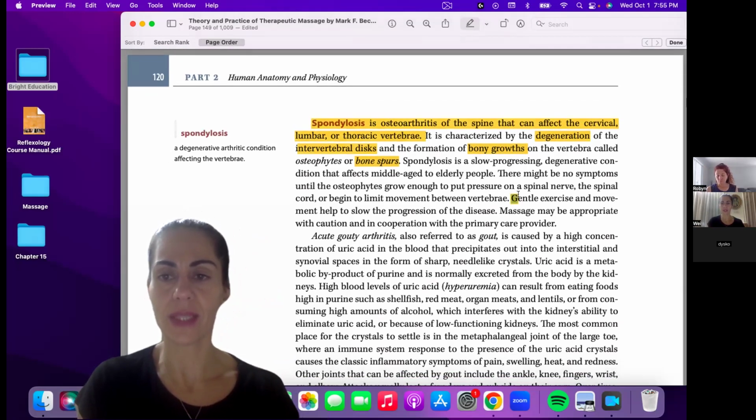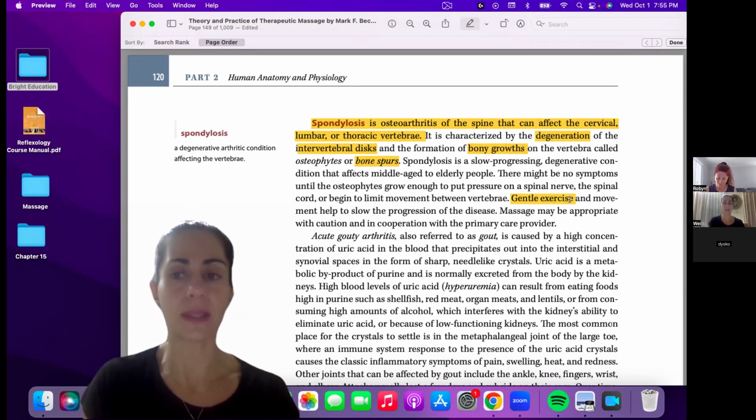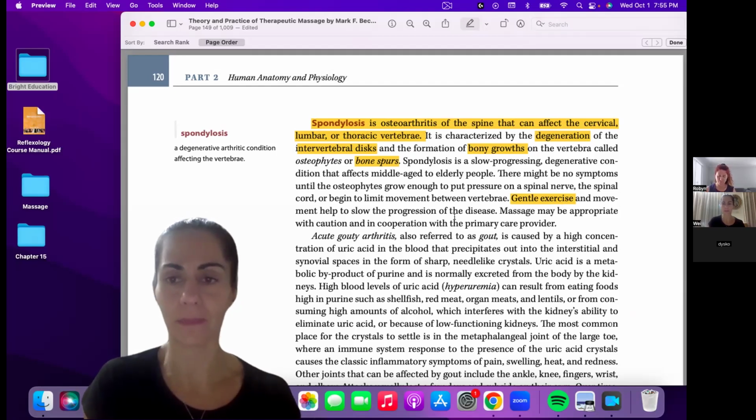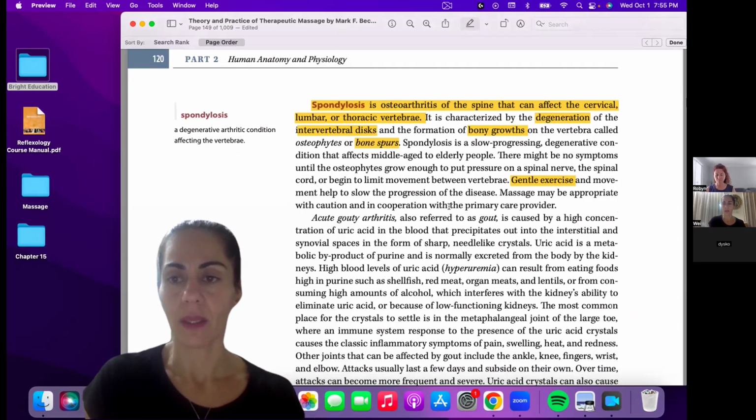Gentle exercise is super important. Gentle and repetitive is best, instead of intense and inconsistent. So these people need to move a few times a day and definitely daily, but at a low intensity. Massage may be appropriate with the caution of cooperating with a provider, with their doctor.